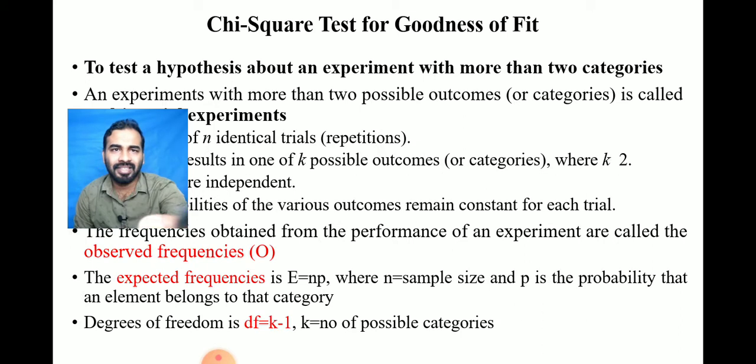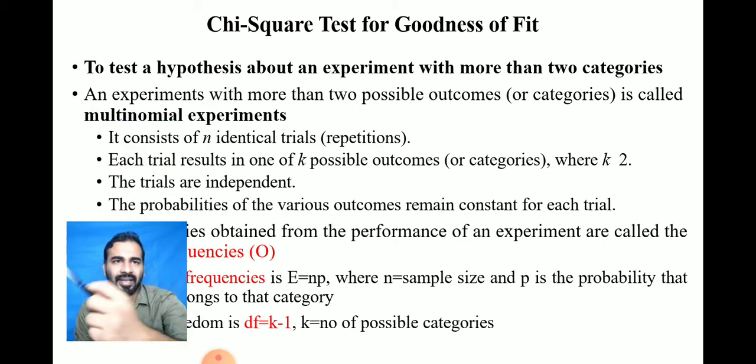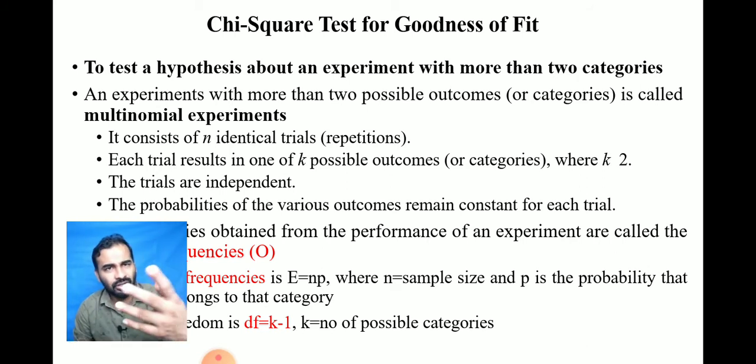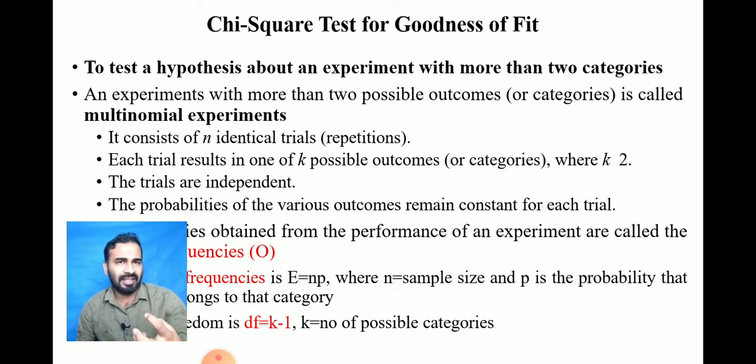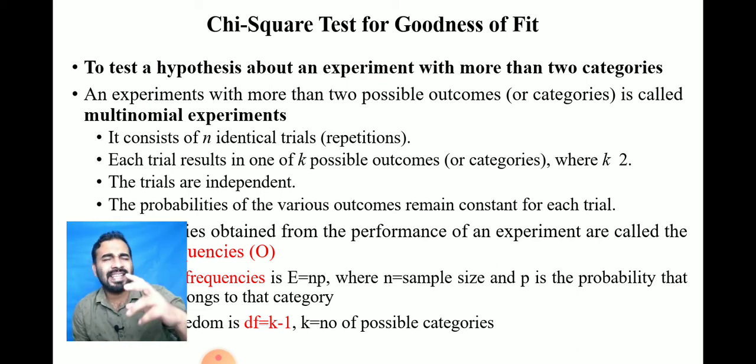First we can go with the goodness of fit test using chi-square. As I told you before, the goodness of fit test is to test an experiment with more than two categories, so you have to remember that. The goodness of fit test should be applicable for those variables that we can classify or categorize into different categories, and there should be more than two categories.